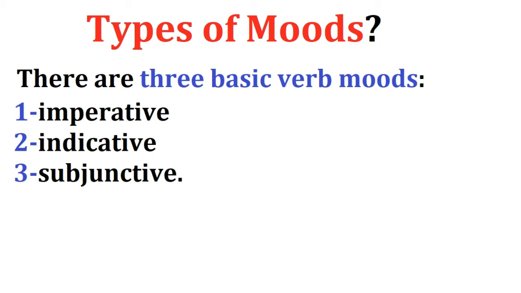And there are three types of mood in English grammar: indicative mood, imperative mood, and subjunctive mood. Each of the types has a particular function. First of all, we will discuss the indicative mood. So what is the indicative mood?